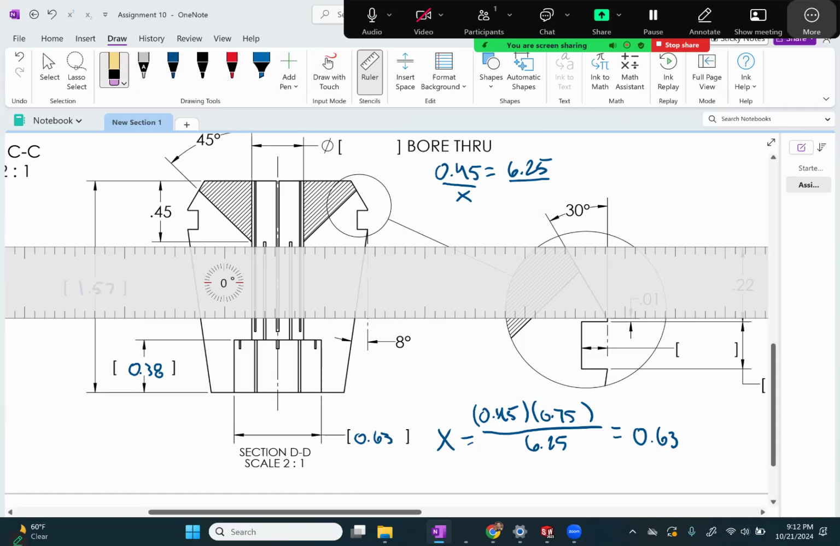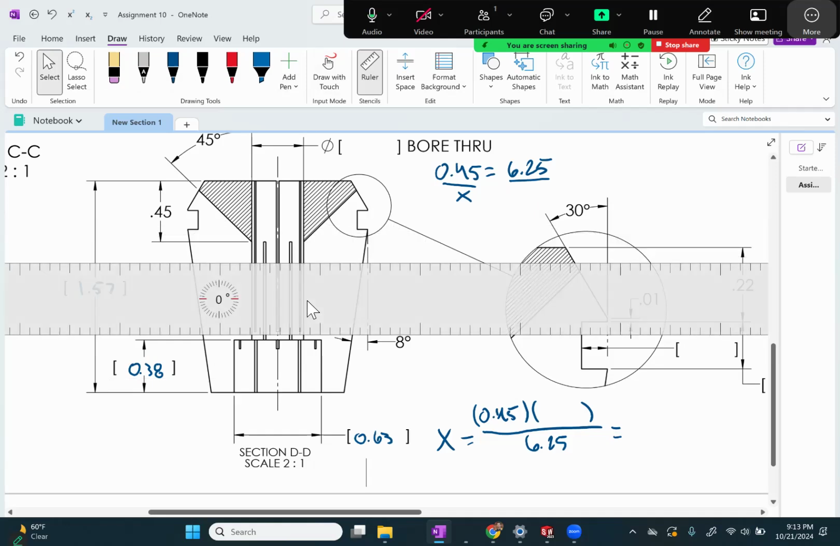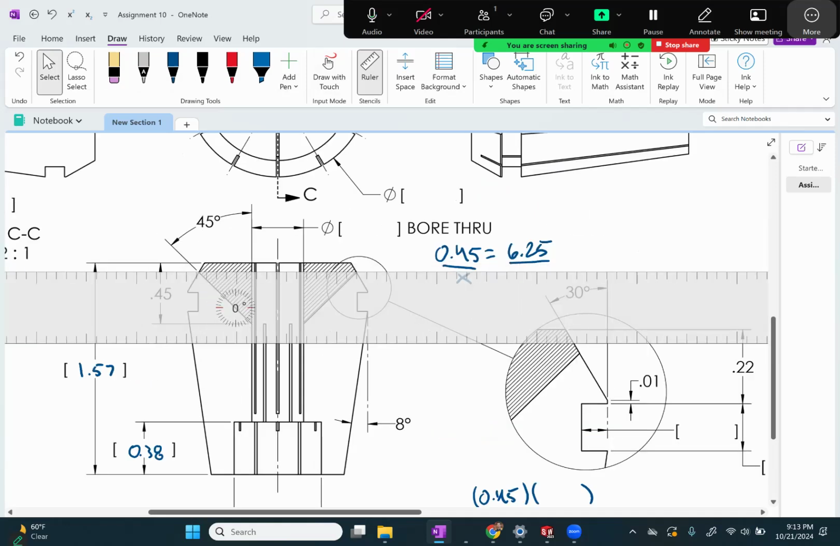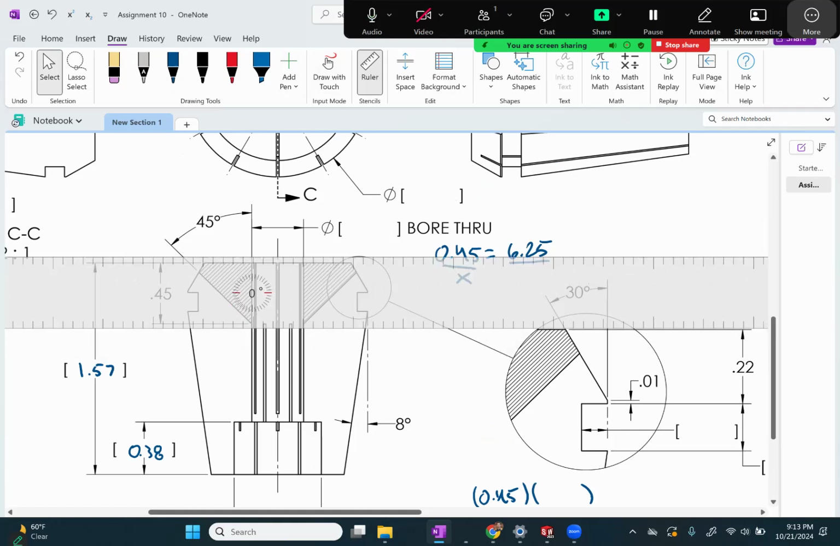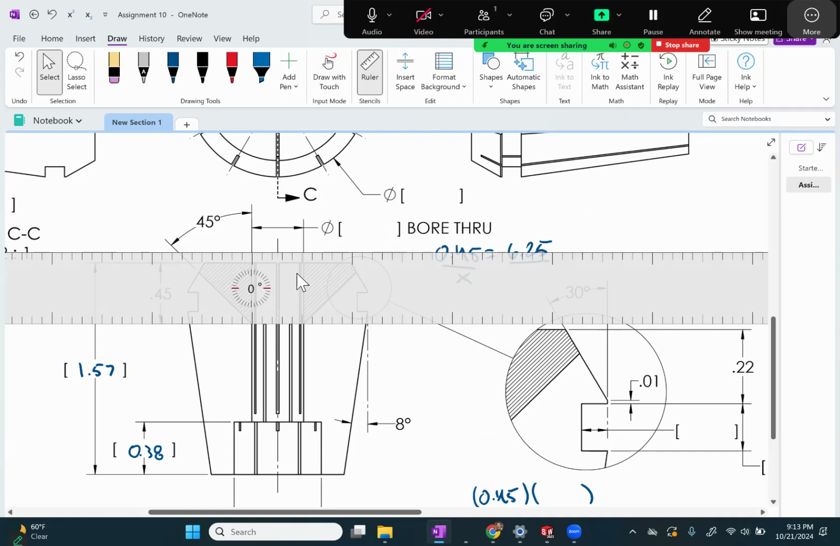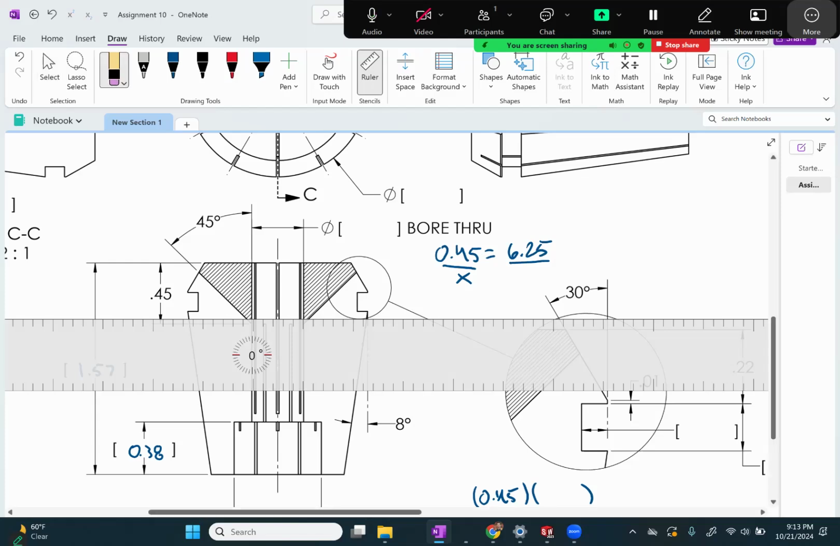Let's move on to the next one. Okay, so we have that dimension, those two. We have a dimension up here that we should also measure. 1, 2, 3, 4, 5, and let me line this up. 1, 2, 3, 4, 5, and about a quarter. So 5.25.